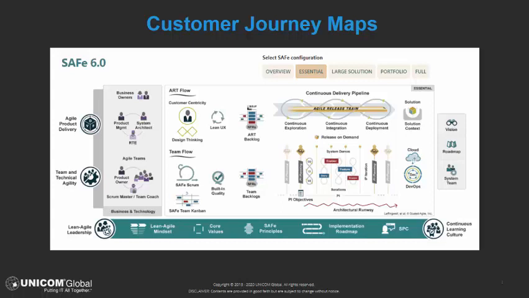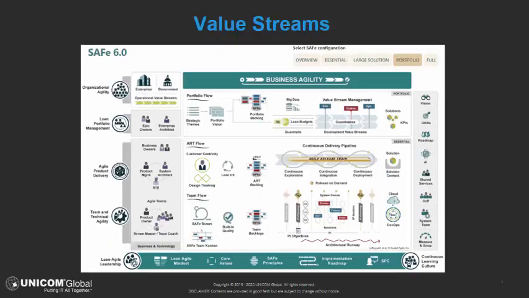Customer journey maps and value streams have become essential tools that organizations are using to prioritize their digital transformation efforts. Both are part of the Scaled Agile Framework, otherwise called SAFe. In this video, we're going to take a look at customer journey maps, which are part of design thinking in the essential configuration of SAFe. In another video, we'll take a look at value streams, which are part of a fuller portfolio configuration of SAFe.